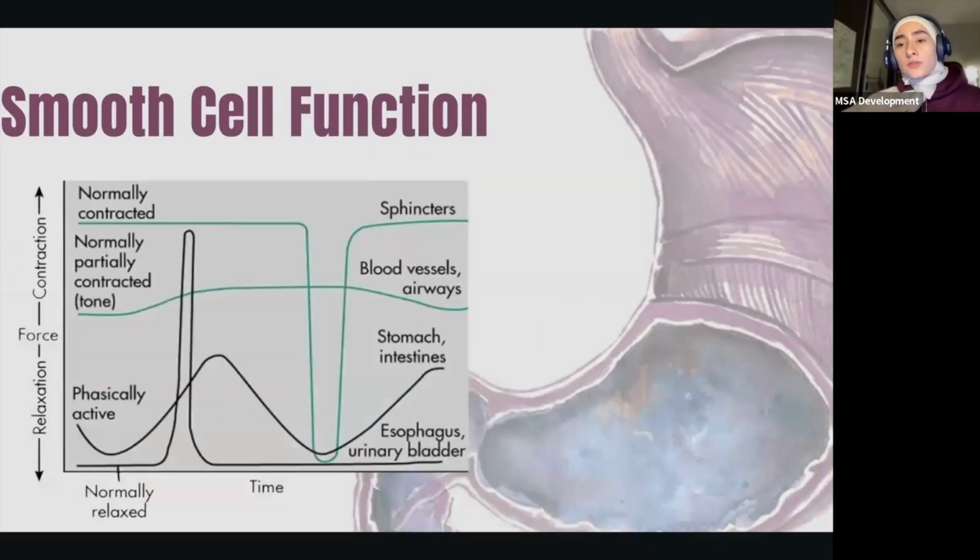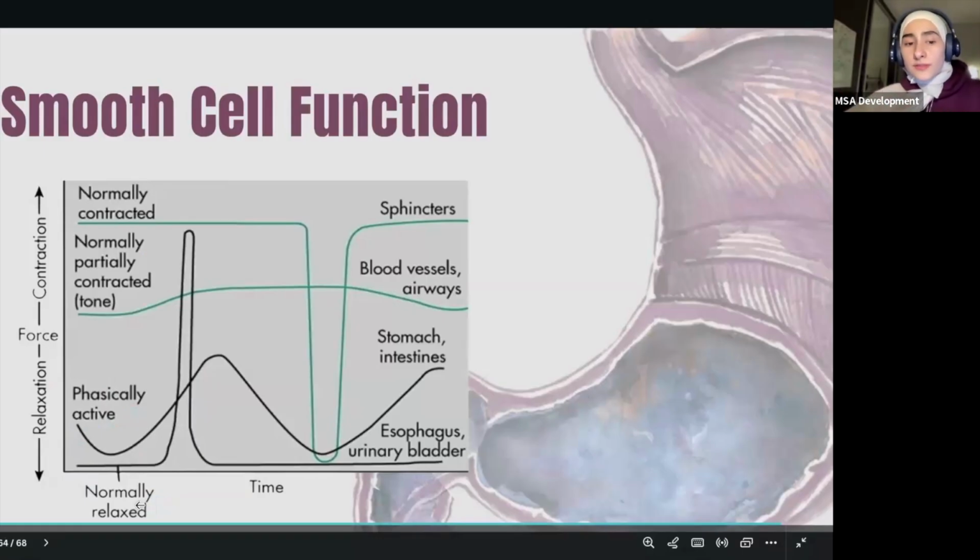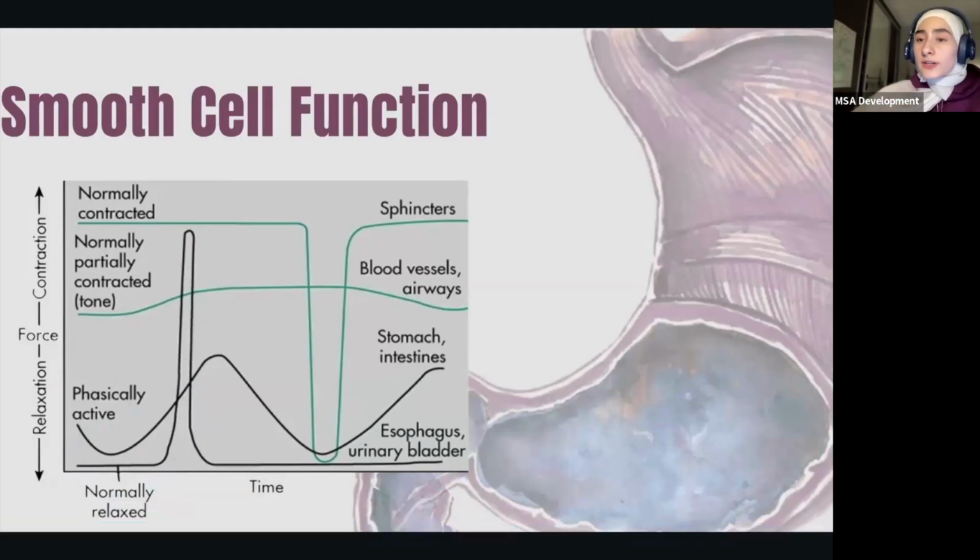And now you need to know that you have different types of smooth muscle cells. We already talked about one classification, which is single unit or multi-unit, but we also have classifications depending on how much they contract. If you have a smooth muscle that's normally relaxed and it contracts randomly and comes back to its resting state, this is just called a normally relaxed cell. This is the one you see in your urinary bladder or your esophagus.